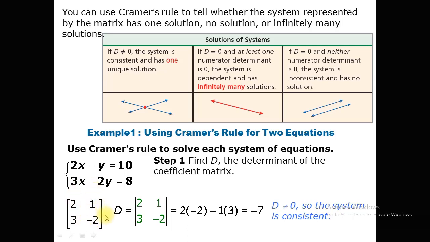To find the determinant of this coefficient matrix, suppose we represent it by D. Then the determinant of this matrix is 2 multiplied by minus 2, minus 1 multiplied by 3. That is minus 4 minus 3, which is equal to minus 7. So the determinant of the coefficient matrix is not zero, so the system is a consistent system. Now to find the other determinants, Dx and Dy.